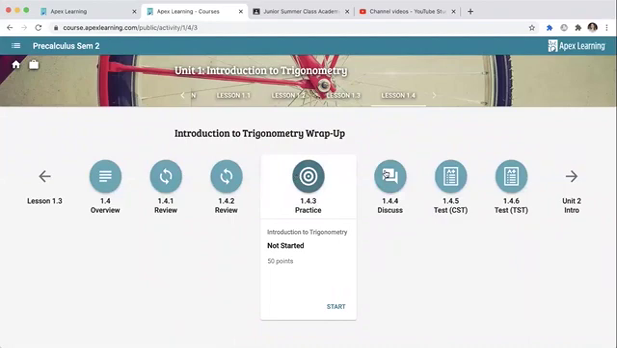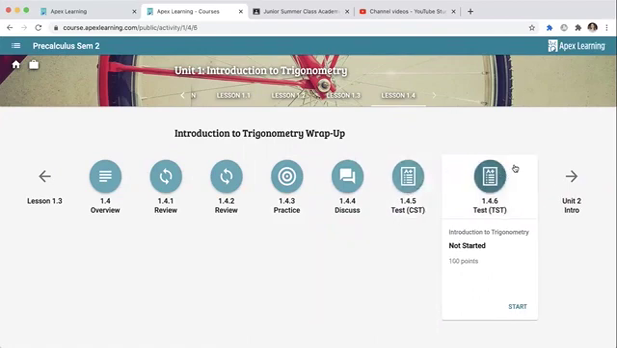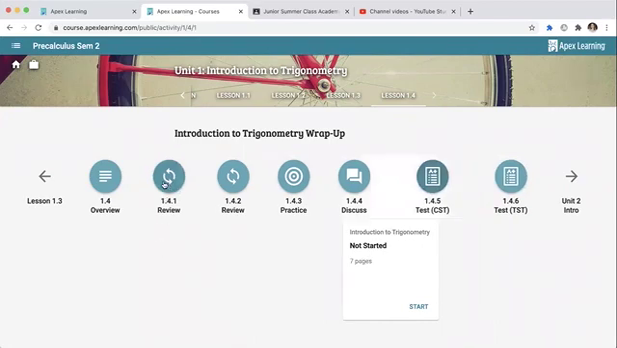But again, not that many extra credit opportunities this time. So extra credit if you do either or both. And then you are only going to be required to take this CST, the computer scored test. We are not taking the teacher scored tests, so only the computer scored tests.